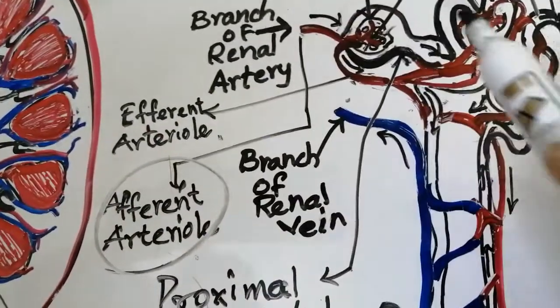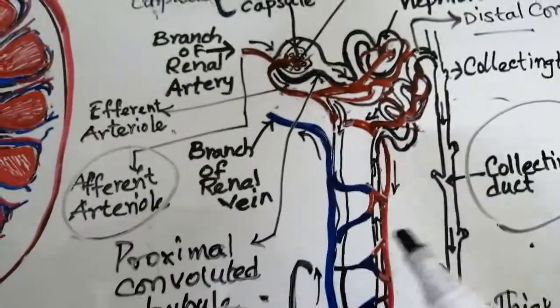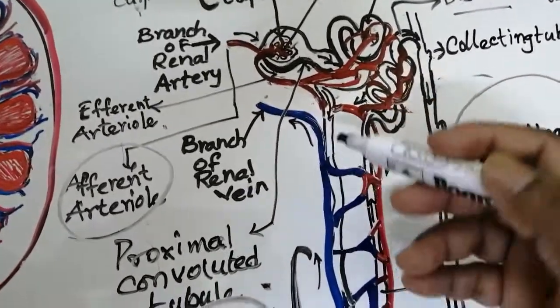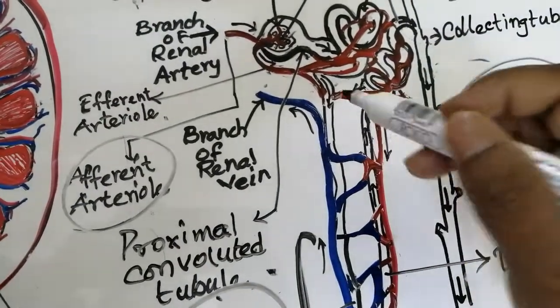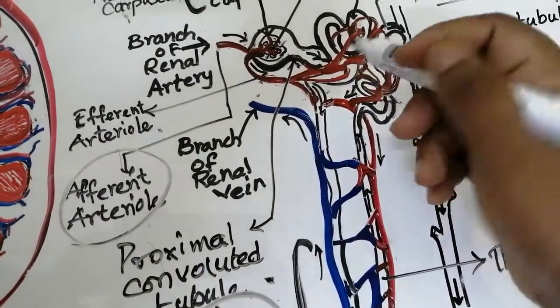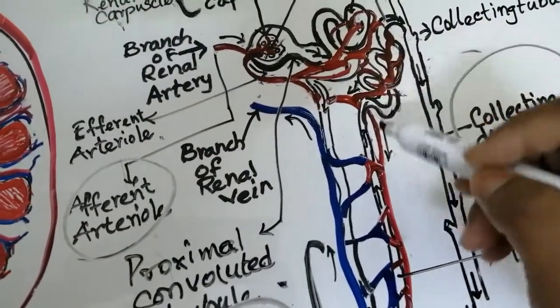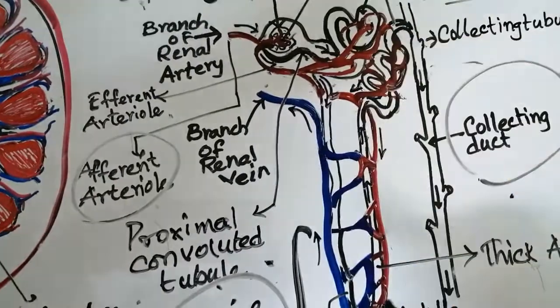It is also called the PCT for short. It is the proximal part of the renal tubule next to the Bowman's capsule, and it is lined with microvilli. Maximum reabsorption of water, glucose, amino acids and electrolytes takes place here.